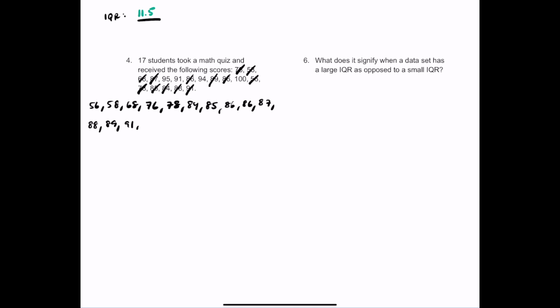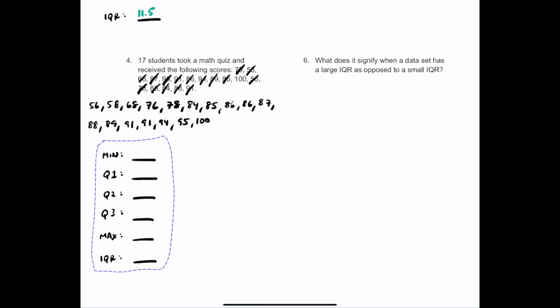91, oh, another 91, 94, 95, and 100. I get all 17. 1, 2, 3, 4, 5, 6, 7, 8, 9, 10, 11, 12, 13, 14, 15, 16, 17. All right, a little paranoid, but just want to make sure I have them all.